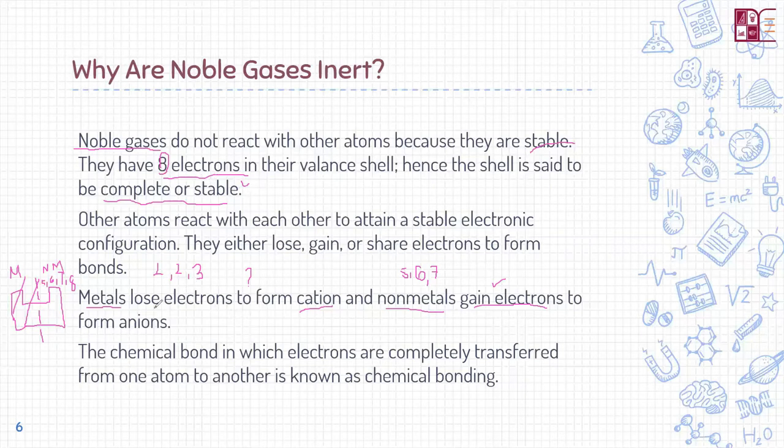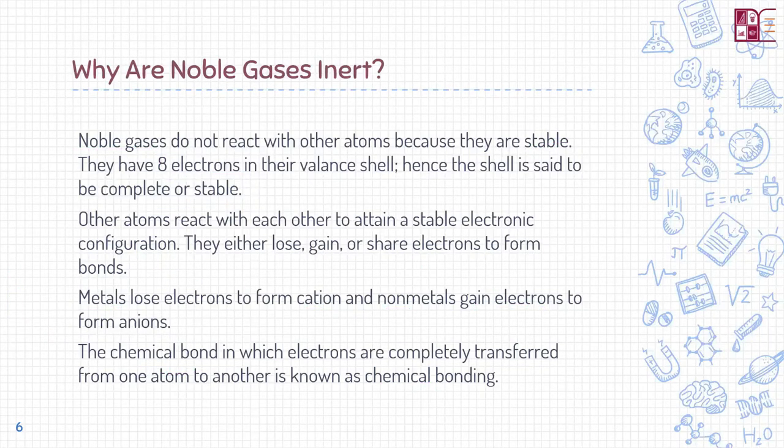Same goes here for the metals. If the metals have one electron, they will just lose 1 electron, and it will get the noble gas configuration. The previous shell already has 8 electrons, right? And if it's 2 electrons, it is just going to lose its 2 electrons to get the noble gas configuration. So this is how chemical bonds are formed, where the electrons are transferred or shared, and this is known as chemical bonding, right? Now coming to my next slide.